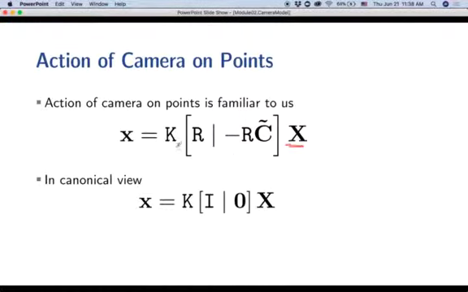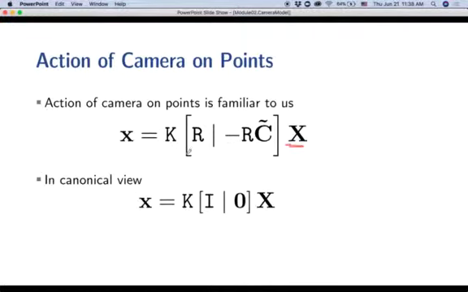And K is your intrinsic matrix, which is a 3 by 3 matrix. R is a rotation matrix, which is an orthonormal matrix of determinant plus 1. And then we have C tilde here. I write tilde because it's a 3 vector, an R3 entity rather than a P2 entity. So this is the camera center.